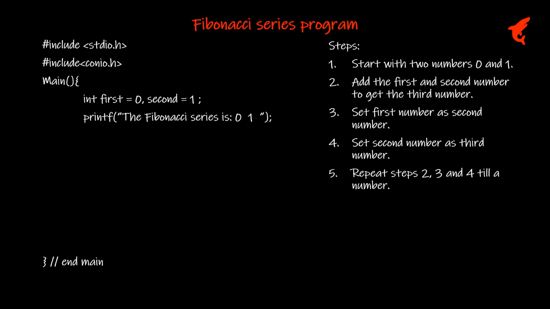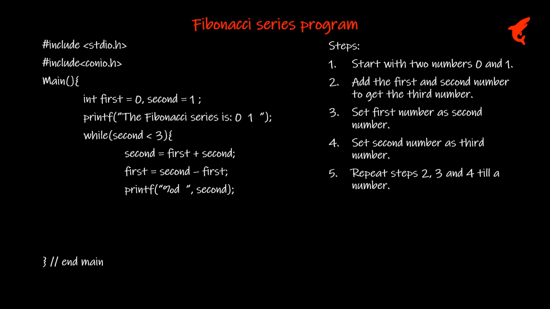Now we need to do addition and then a reassignment. We do so the programmer's way. For addition, we add first and second and store the result in second. And then assign first the value second minus first. This way we have also reassigned the values. We then print the value of second, which has the value of the next number in the series. And to repeat this step we put these statements in a while loop which will run until second is less than 3. And then with a getch function and a return 0 statement we end our main function.